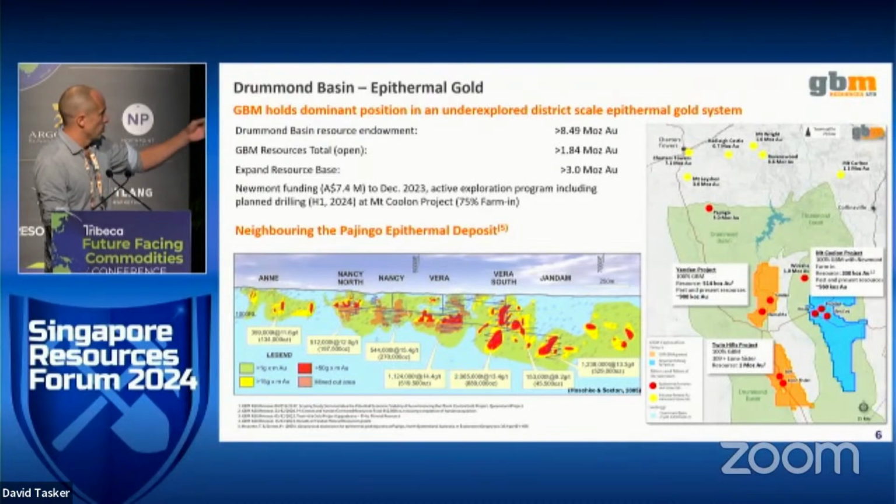Newmont is in a joint venture on one of our tenements, Mount Coolin, and they've already spent $7.5 million for a 51% farm-in, and they hope to be drilling in the first half of this year.